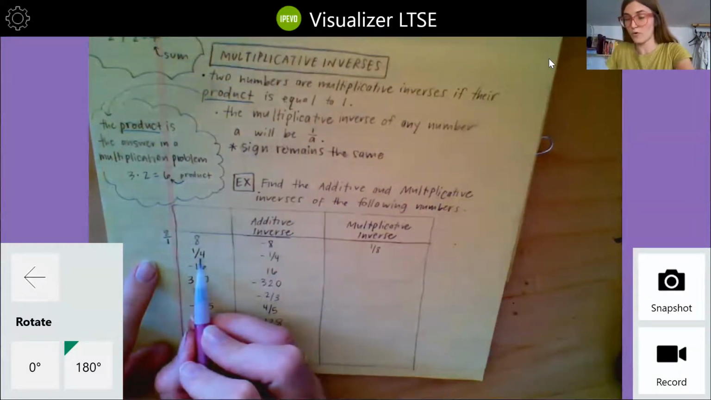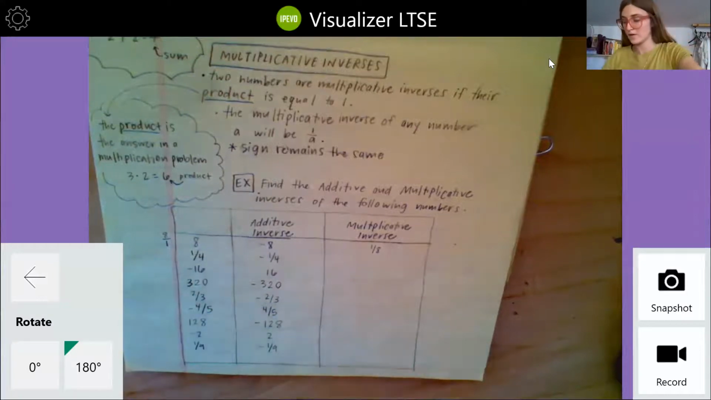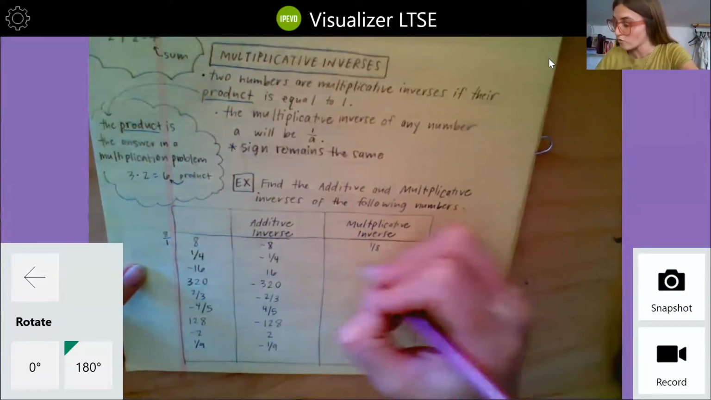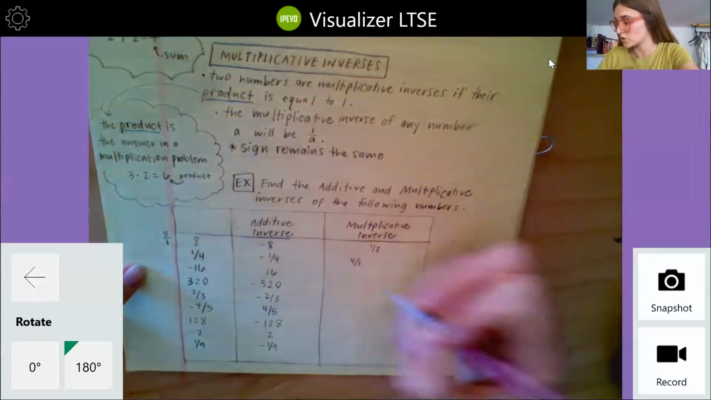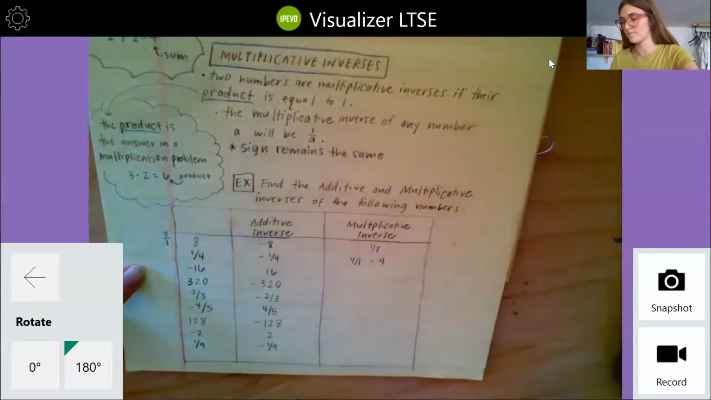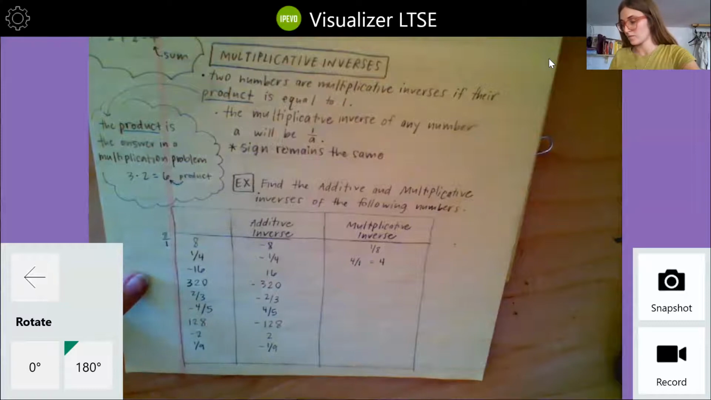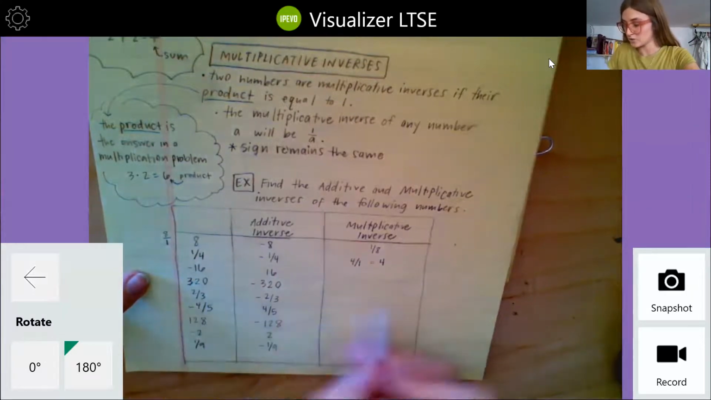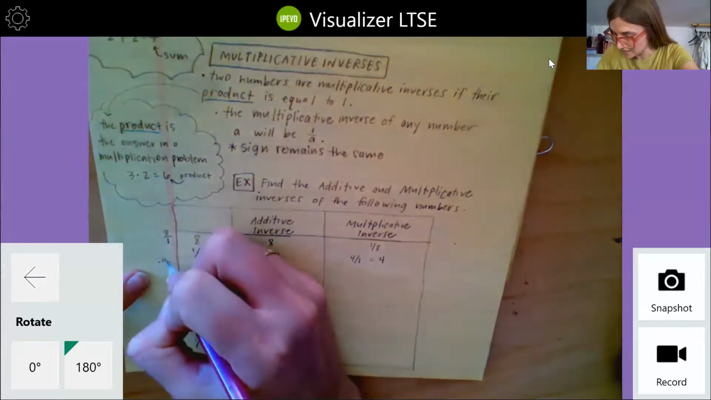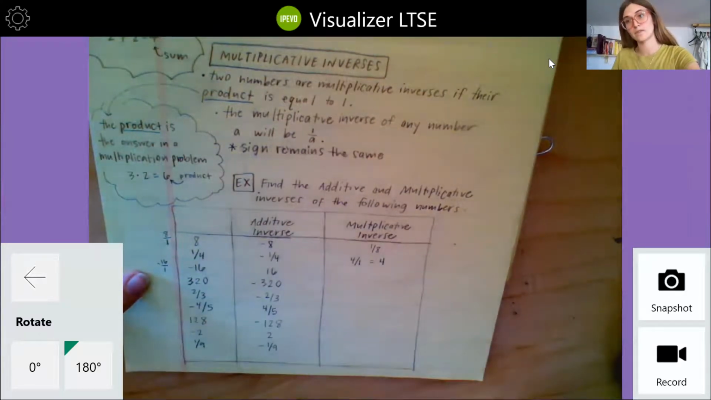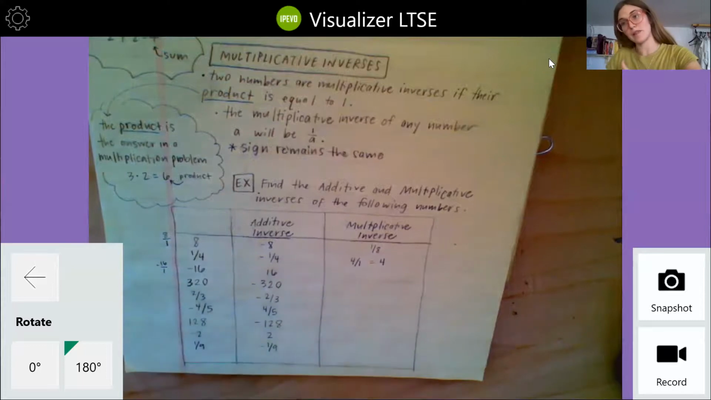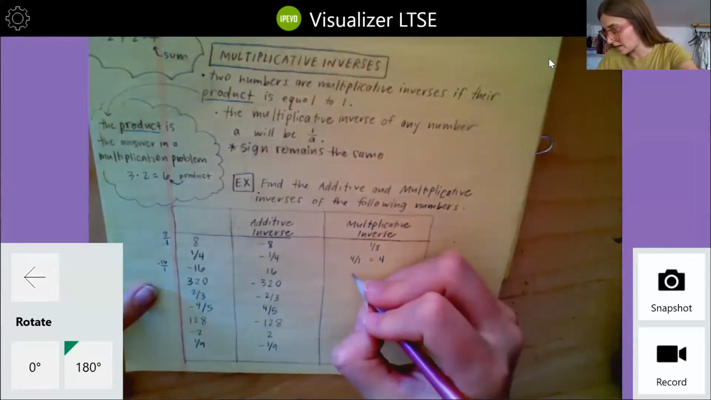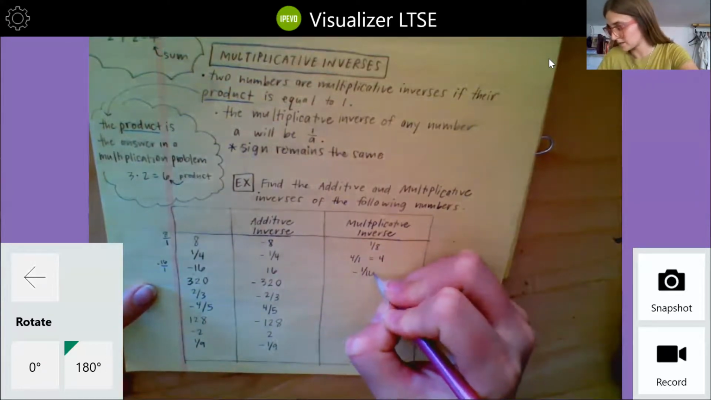For 1 over 4, I'm again going to flip. So that would turn into 4 over 1, which is just equal to 4. -16, remember the sign stays the same. So this is -16 over 1. So if I flip numerator and denominator, I get -1 over 16.